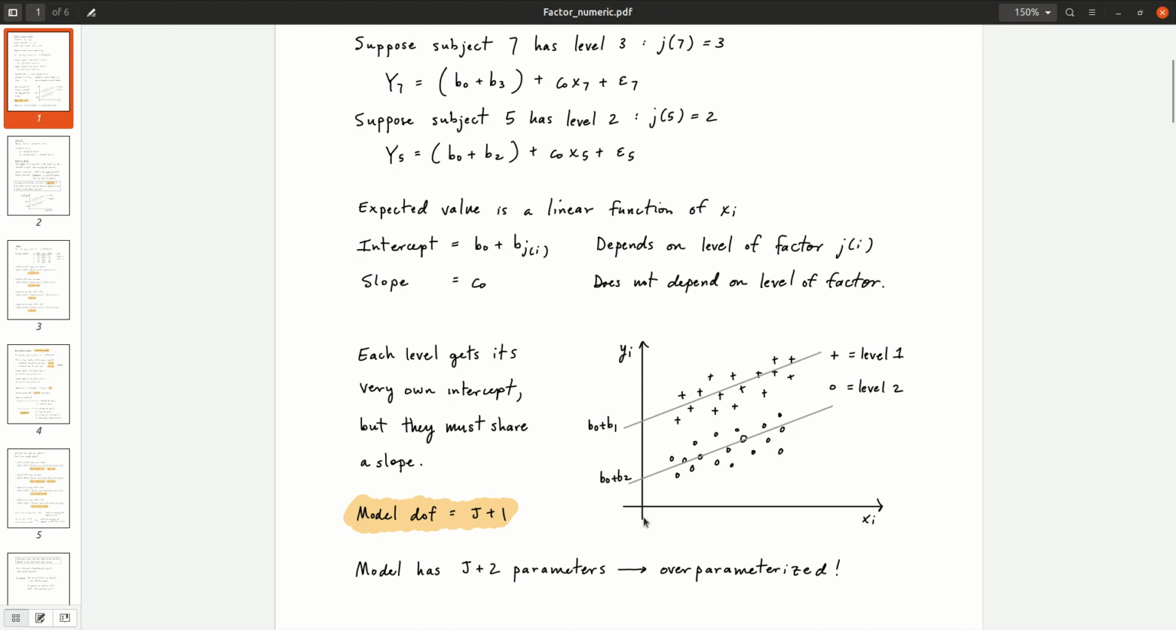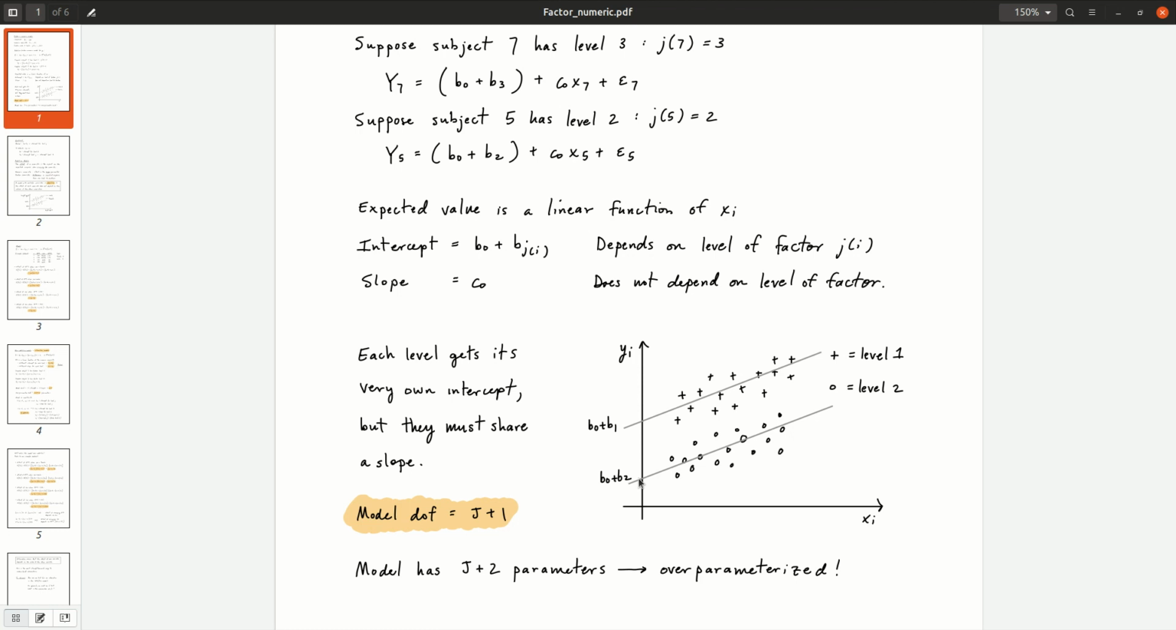So here's a picture of some fake data where I put x on the horizontal and y on the vertical. And then I've indicated the level of the factor with either a plus for level 1 or a circle for level 2. And what the model says is that the relationship between the expected value of capital Y and x is always linear.